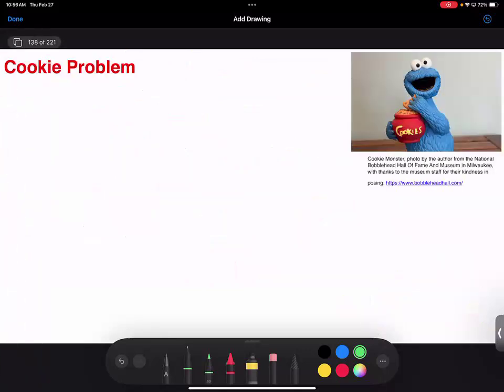All right, so I'm going to end the combinatorial part of the course with one of my favorite combinatorial problems. And so the image on the right is from the National Bobblehead Hall of Fame and Museum.